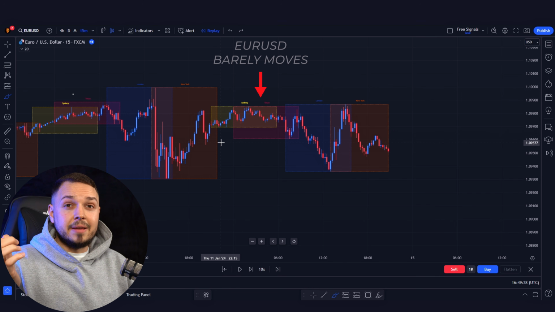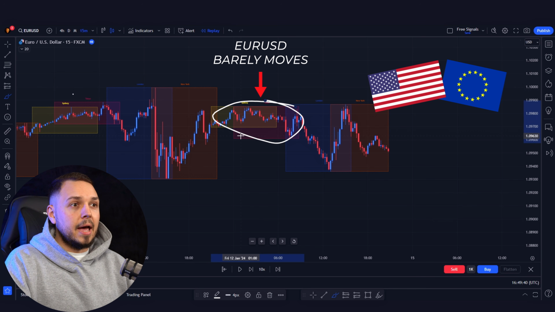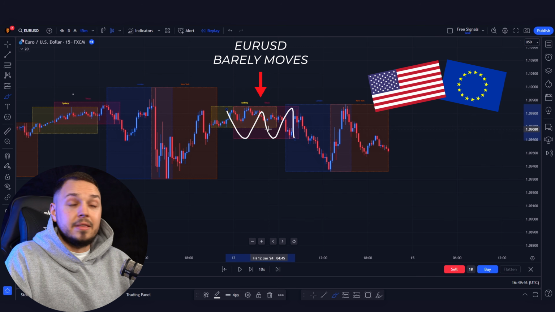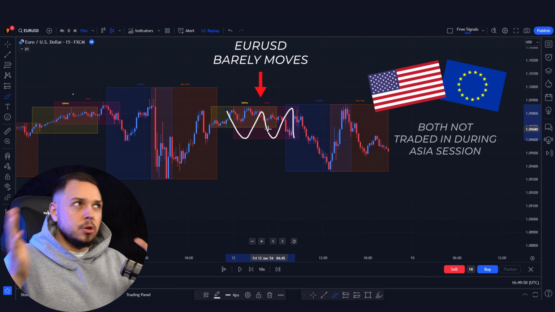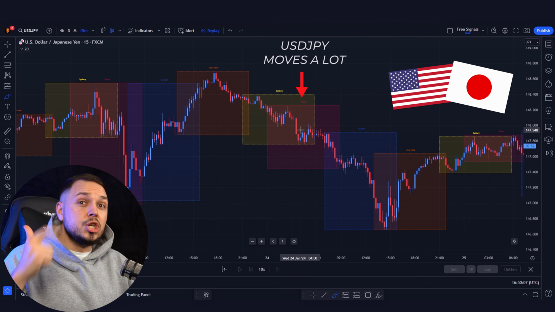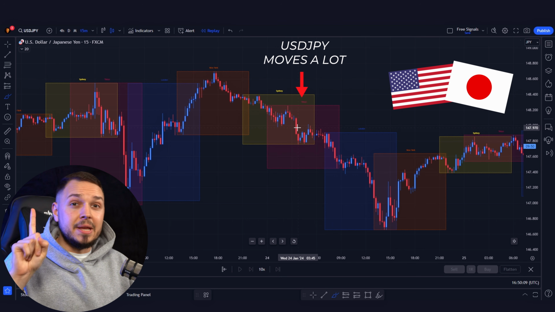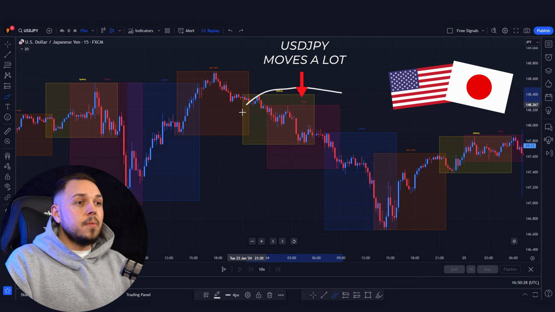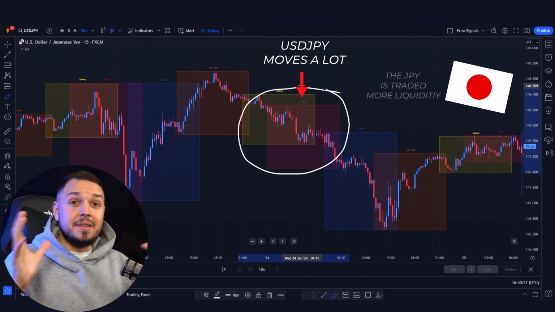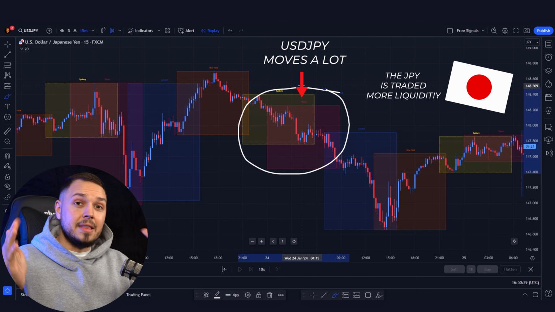So to give you an example, this is Euro US dollar, and as we can see, there's not much activity in the Tokyo and Sydney session. But why? Because Euro and US dollar is not traded at that time. But if we take a look at USD Japanese yen, which means the Japanese yen is one of the currency pairs that is actively traded, we can straight away see there's activity in the market because the Asian session is open and the Japanese yen is one of the dominant currencies in that market session.